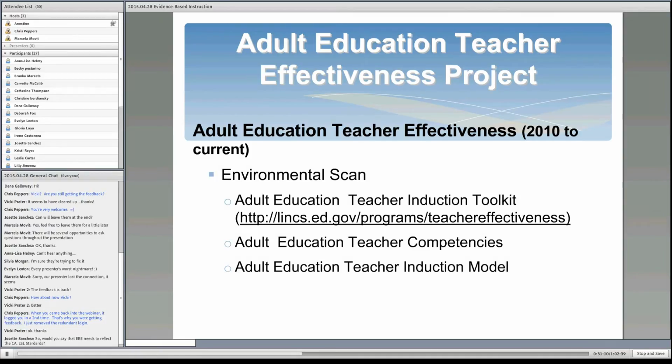Okay, so this environmental scan examined the landscape of knowledge on teacher effectiveness, and of course the largest body of knowledge in that document came from the K-12 arena. And as I said, these are the other documents or products that were developed from this effort.